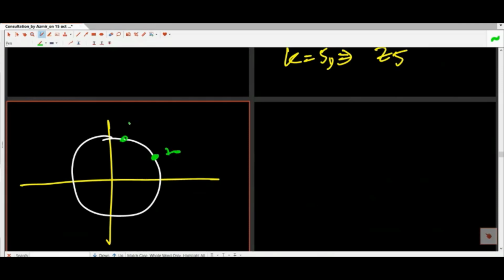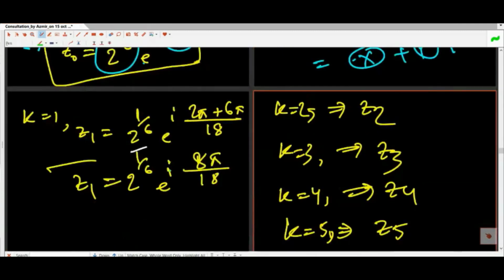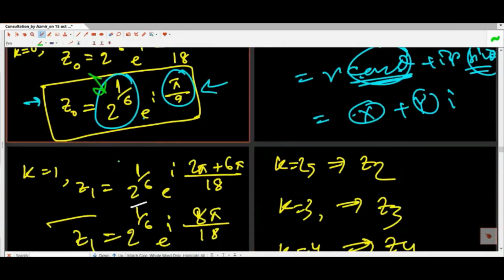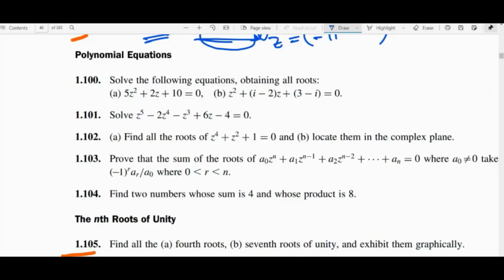Let's say this is Z0, this is Z1, this is Z2, this is Z3, this is Z4, this is Z5, like that. All the solutions will be on the circumference of a circle with this radius. You can check with your own problems, and you will get the idea.